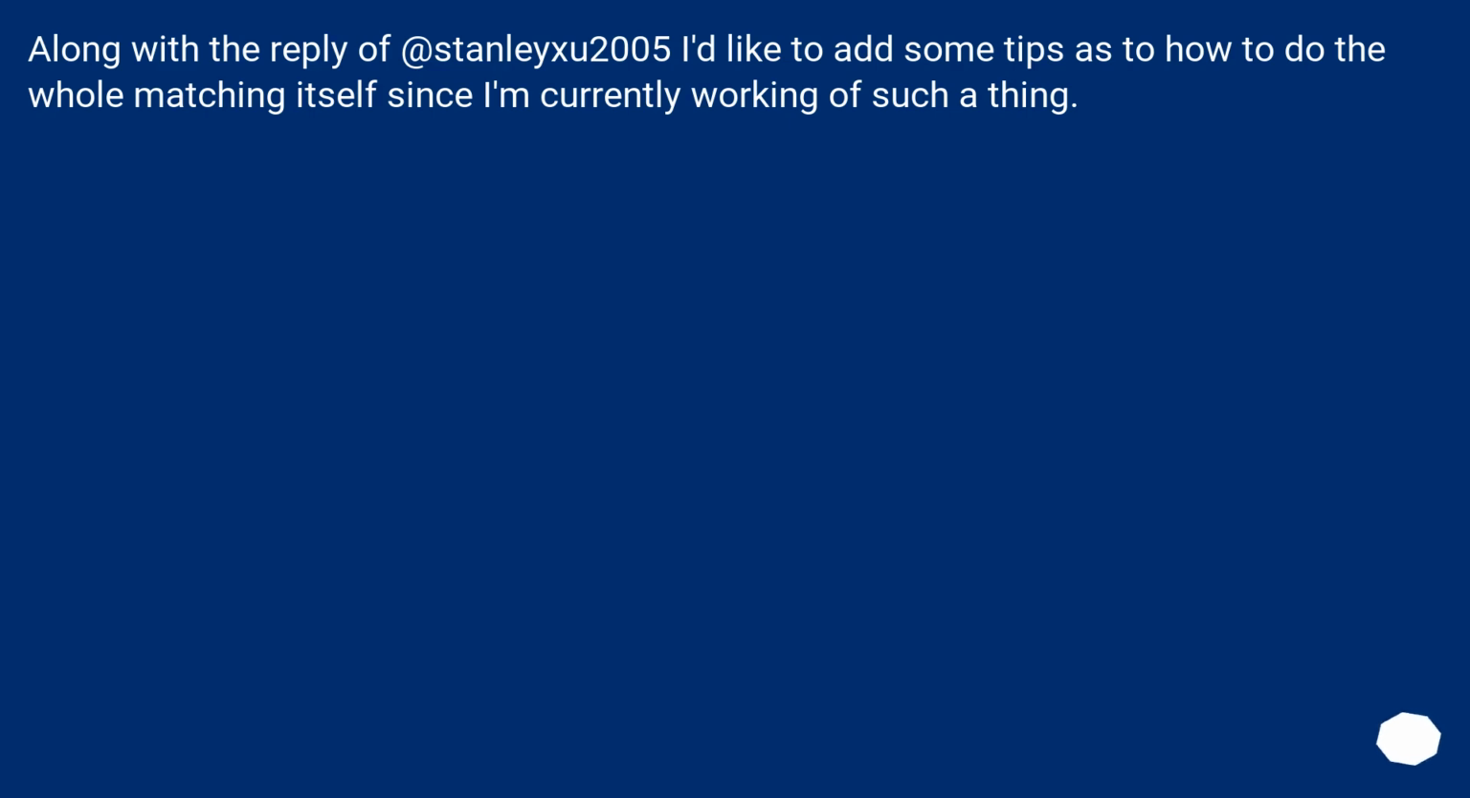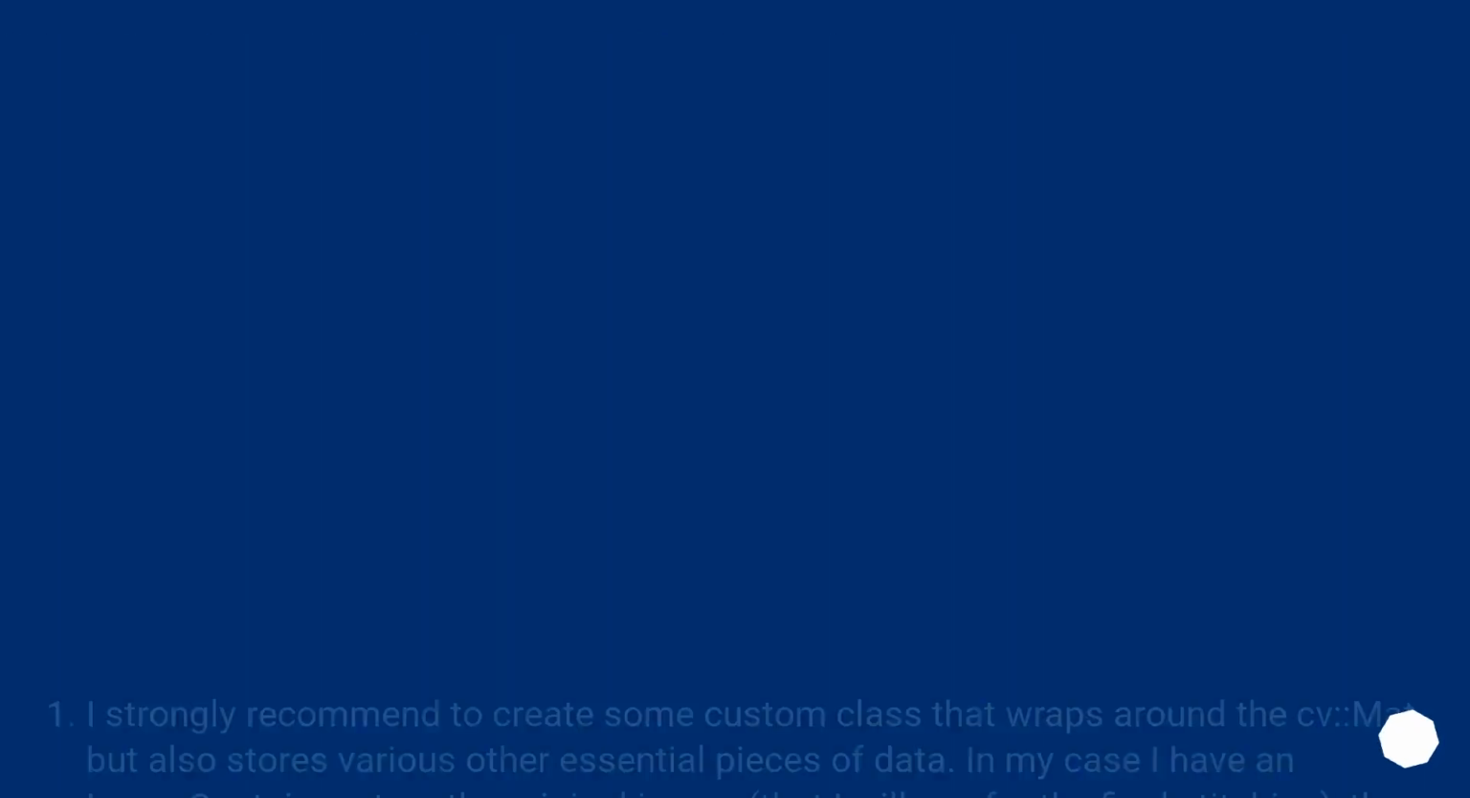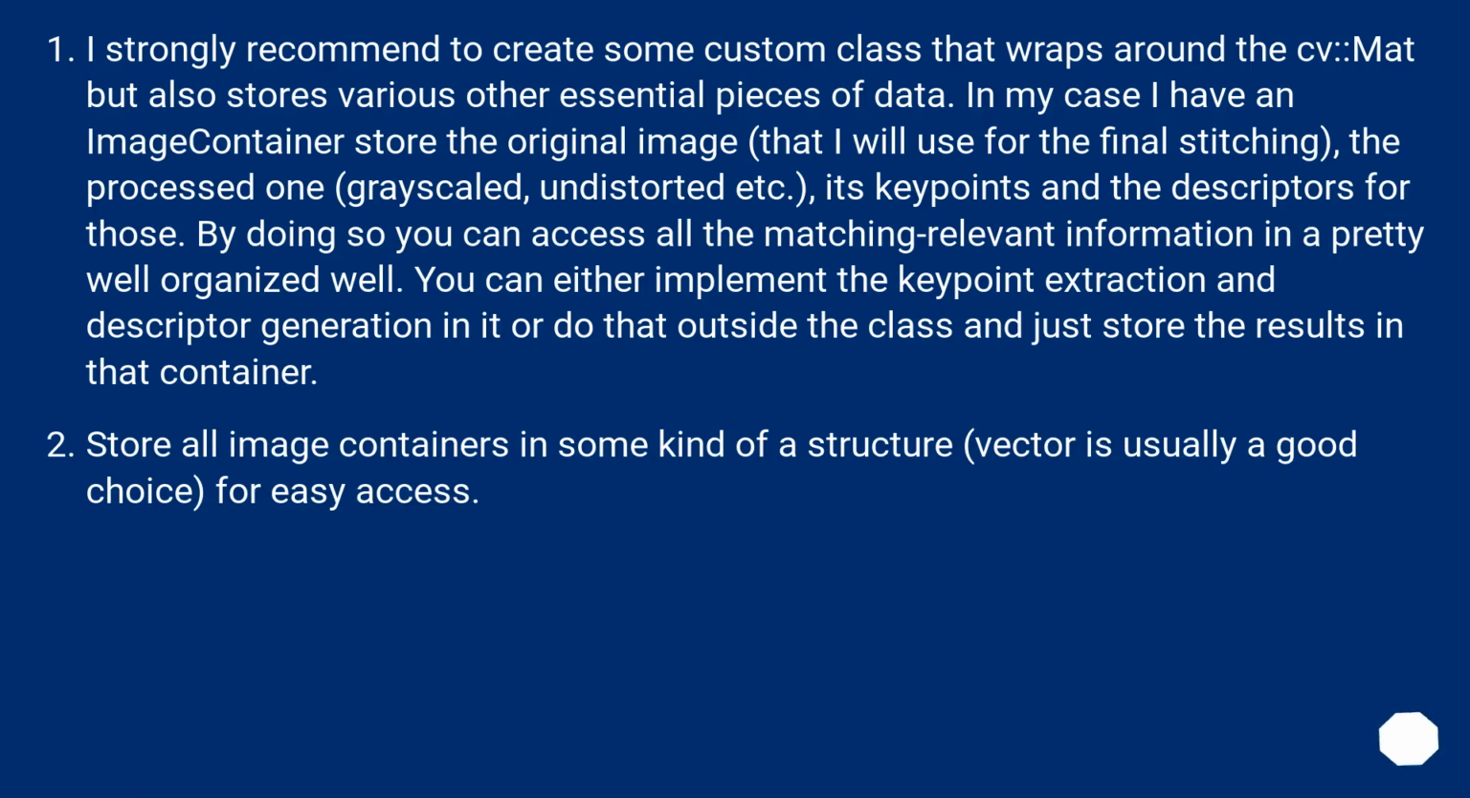Along with the reply of @StanleyChu2005, I'd like to add some tips as to how to do the whole matching itself, since I'm currently working on such a thing. I strongly recommend to create some custom class that wraps around the cv::Mat but also stores various other essential pieces of data. In my case, I have an image container store the original image that I will use for the final stitching, the processed one, grayscaled, undistorted, etc., its keypoints and the descriptors for those.